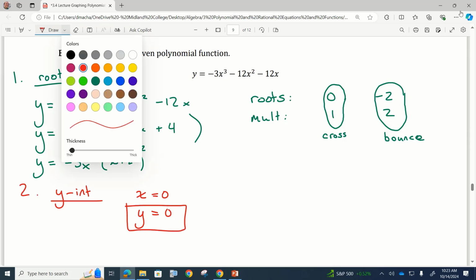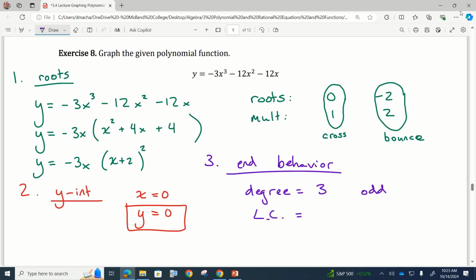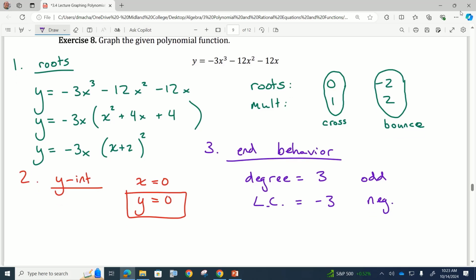And then the last part is I care about my end behavior. I know my degree is 3, and 3 is odd. I know my leading coefficient of this polynomial is negative 3, and I care about the negative part, right? So what's my end behavior look like?